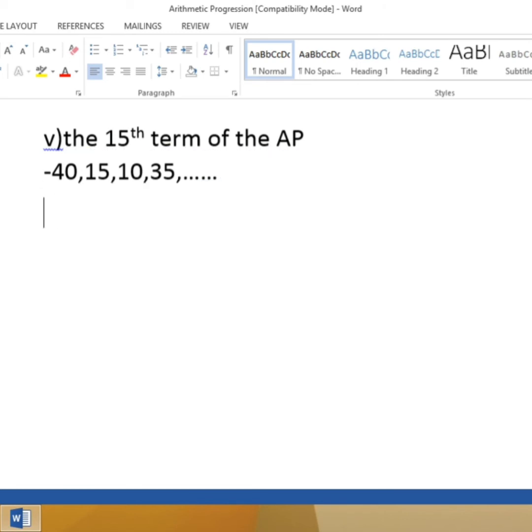Next, fifth part of the question. Find the 15th term of the arithmetic progression listed down. So the first term over here is minus 40. And the difference is, actually the second term is not 15, it's minus 15.